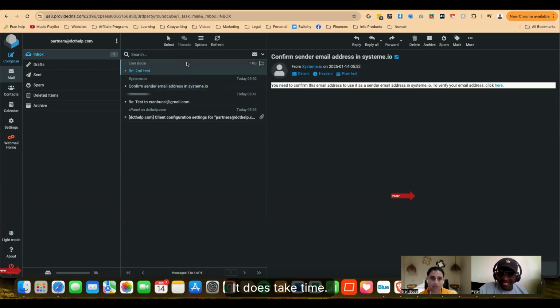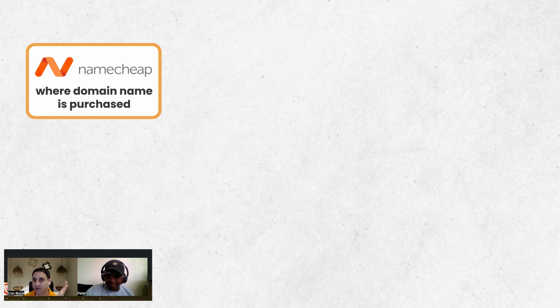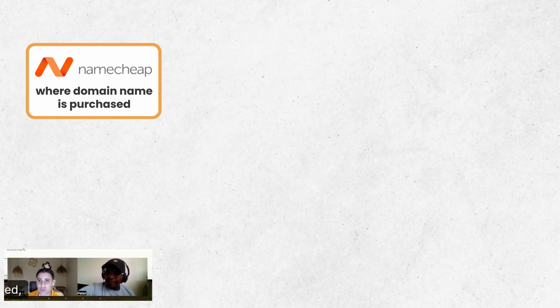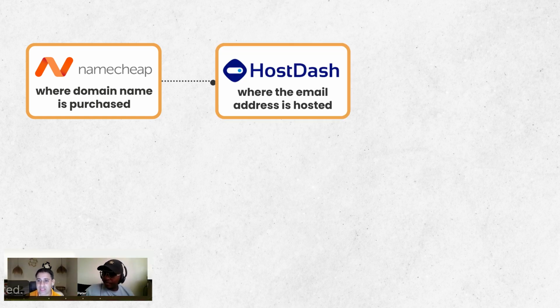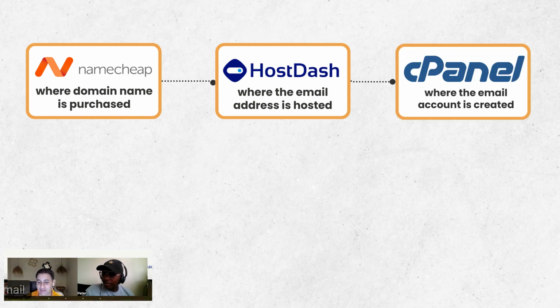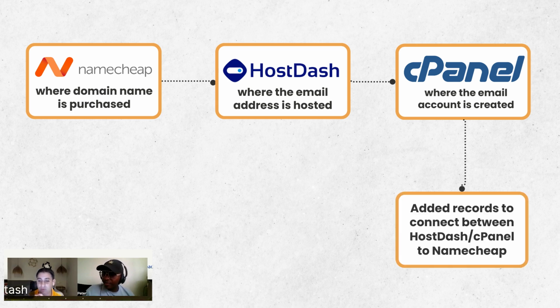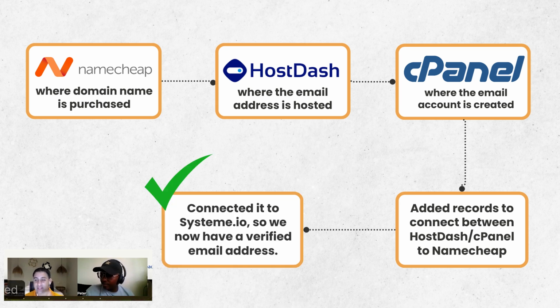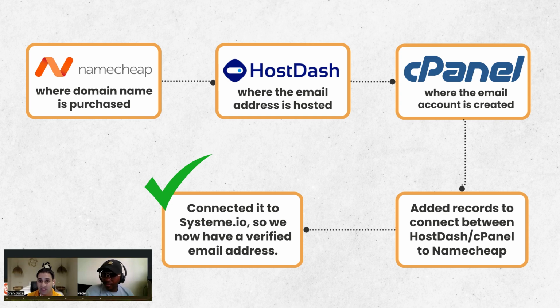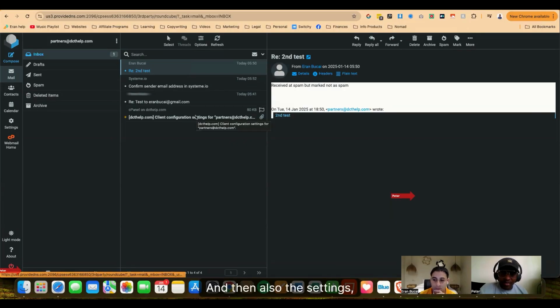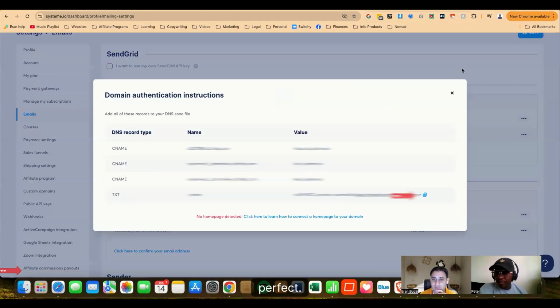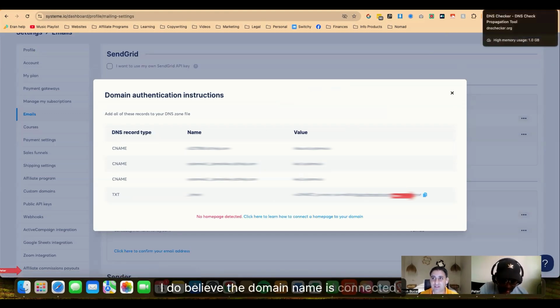Awesome. It does take time. Okay, so recap: we've connected Namecheap, which is where the domain name was purchased, to host dash, which is where the email address is being hosted. We created a cPanel to be able to create the email account, and we added the records to connect host dash slash the cPanel to Namecheap, and we now connected it to system.io, so we have a verified email address. Yes, correct. And also the settings, the CNAME records from system to the domain registrar.